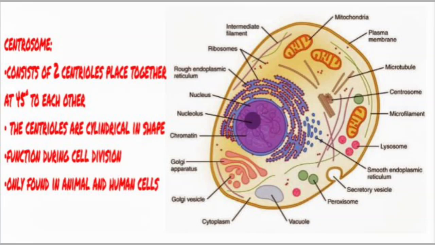The centrioles are made up of 9 triplets of tubulin protein or microtubules arranged in a cylindrical form. The centrosome is found only in animal and human cells.